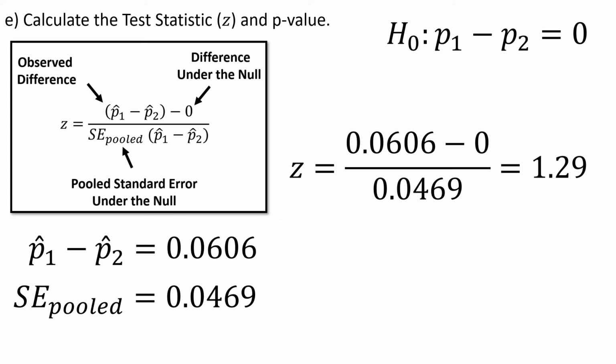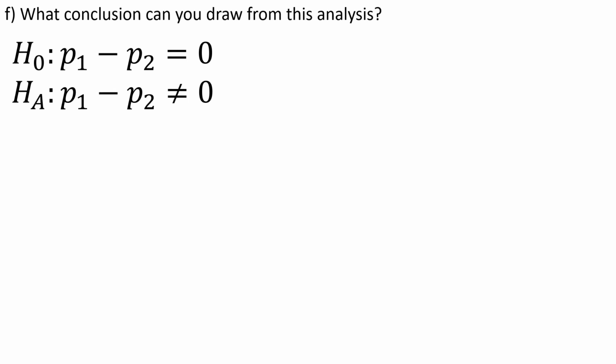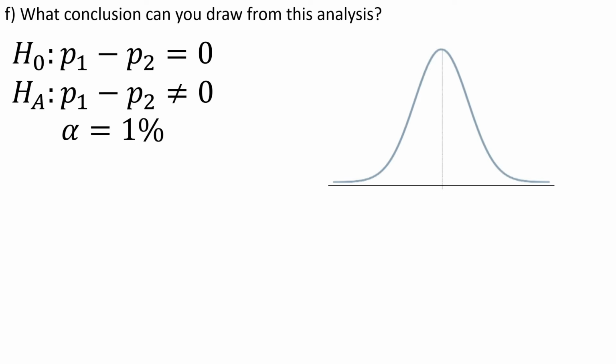So before we calculate our p-value, let's just look at our decision rule. So here I'm asking for a conclusion already, so that's fine. 1% level of significance. Let's look at that decision rule. Here's our normal distribution. This is a standard normal distribution. It's a distribution of our test statistic, or z-score.